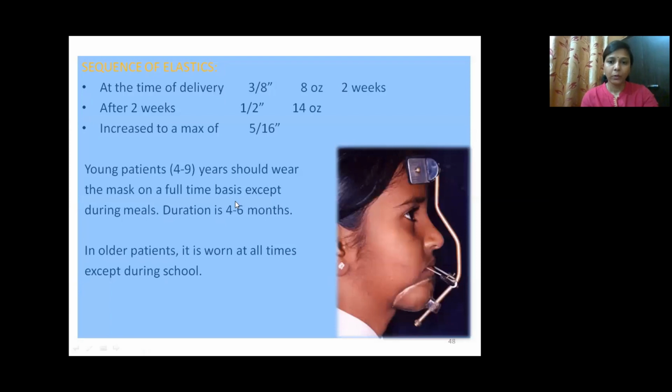We were talking about the elastics which will deliver the force from the intraoral assembly to the extraoral bar. There are different types of elastics that differ in their amount of force delivered and the size of the elastics. At the time of delivery of the appliance, 3 by 8 inch elastic which delivers 8 ounce of force will be prescribed for 2 weeks. Whereas after 2 weeks, 1 by 2 inch elastics, and the size of the elastics may be increased to a maximum of 5 by 16 inches.